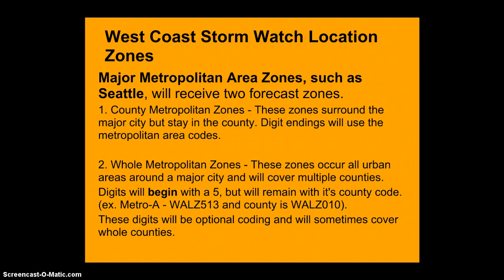Major metropolitan areas such as Seattle will receive 2 forecast zones. Number 1 is a county metropolitan zone, which is what we will use if there is a warning for King County. All of King County will include this county metropolitan zone, and that includes just part of Seattle and King County, and you will see the map at the end.